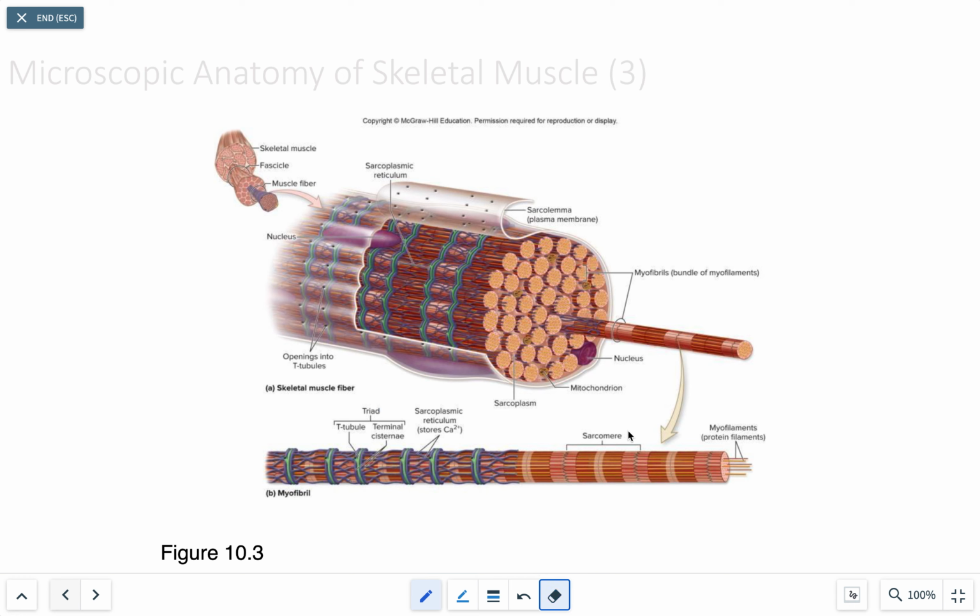Again, when we're looking at the functional component or the contractile unit of an individual myofibril, we are going to see that it is called a sarcomere. And inside of these sarcomeres, we're going to see the protein filaments, or what we call the myofilaments of actin and myosin.